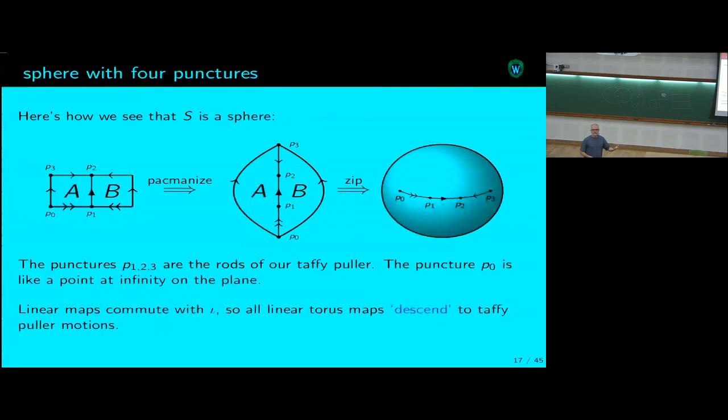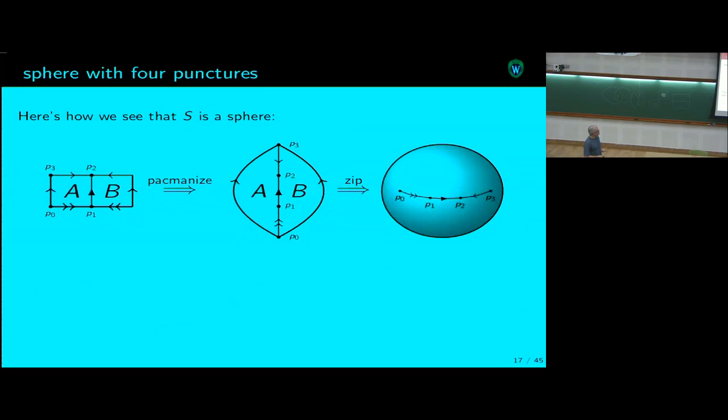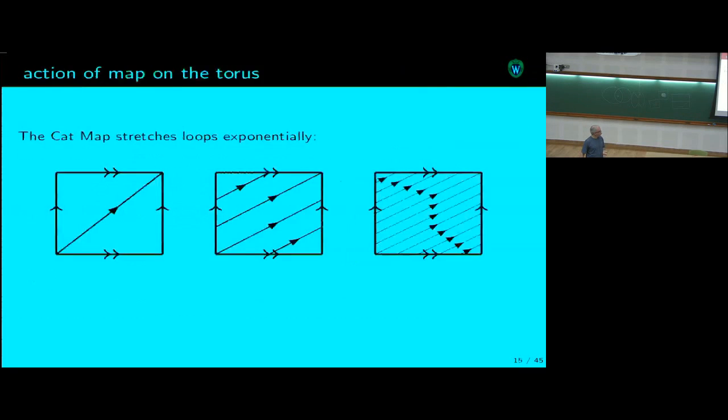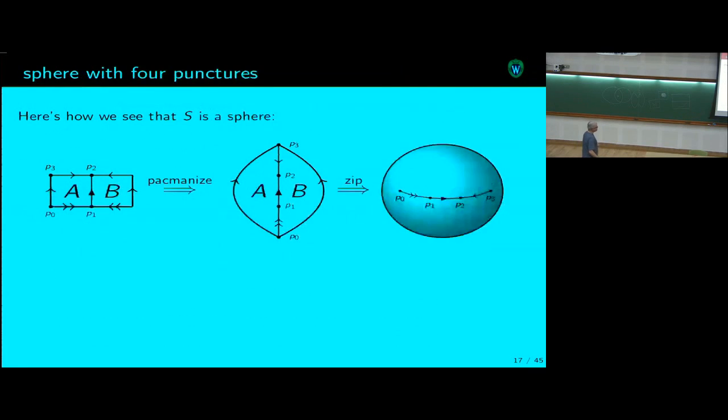So now I've actually completely characterized the space of taffy puller motions for 3 rods. They correspond to all possible linear maps of this form. Give me a linear map, and I will map it to some motion of 3 rods, which will stretch a piece of taffy, and the largest eigenvalue of the matrix will give you the rate at which you will stretch your piece of taffy. Okay, so it's a very nice and elegant construction.